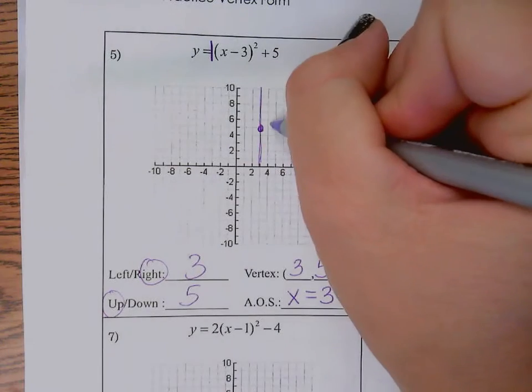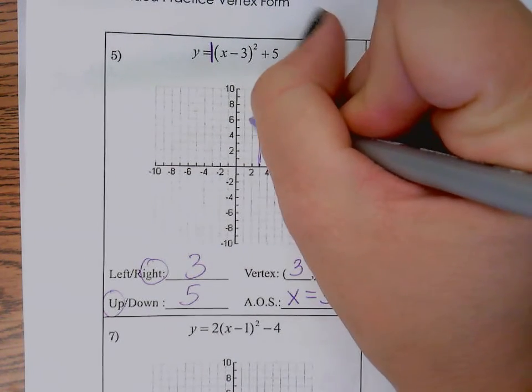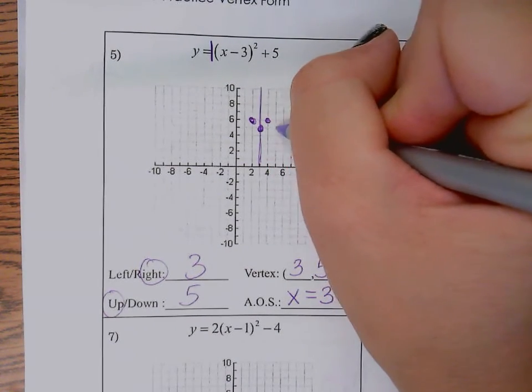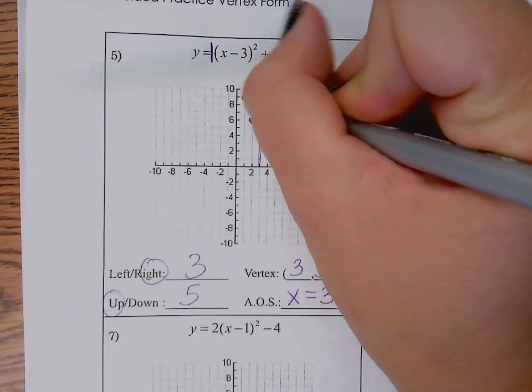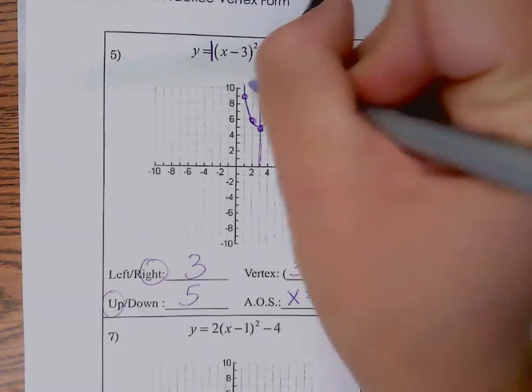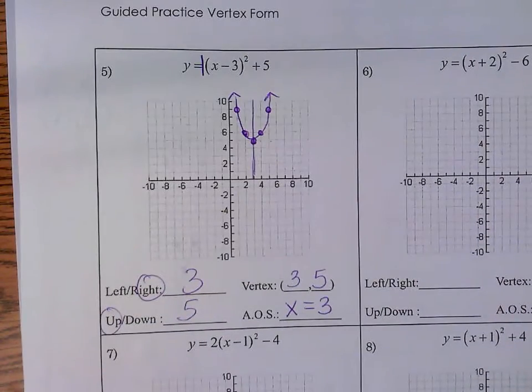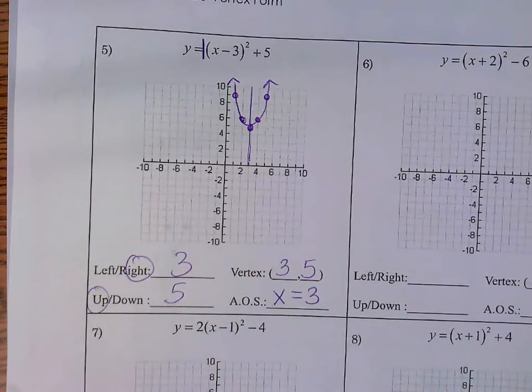So just over 1, up 1, and then over 2, up 4, over 3, up 9, is all you can fit for this parabola. Smooth curve connecting the dots. Arrows are nice to show that it goes forever.